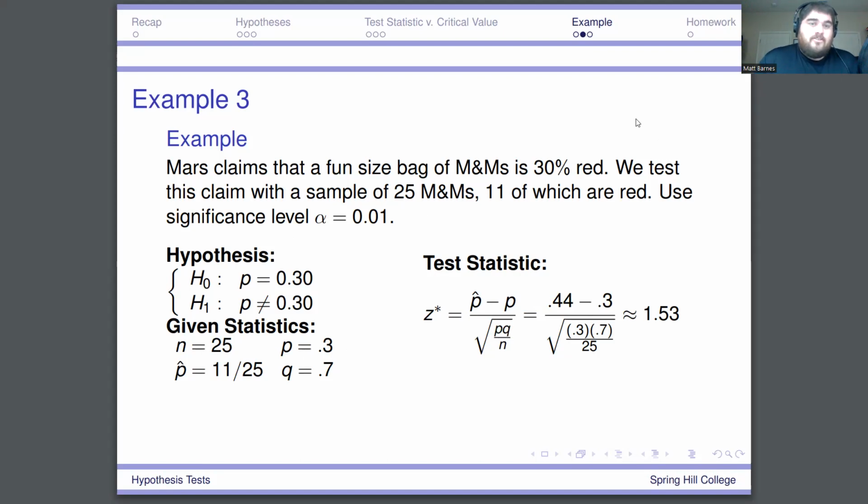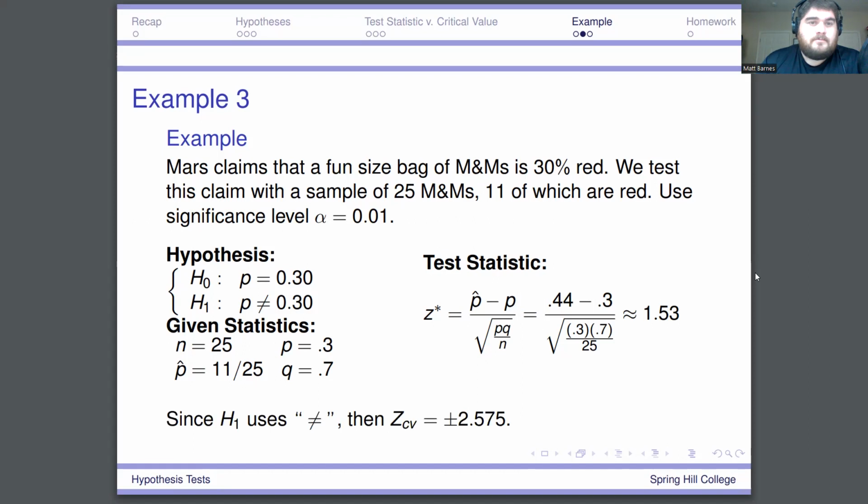So I wanted to show you both just so you're aware that they are in fact the same thing. All right, so 0.3 goes here for P. Everywhere we see P, we get 0.3. 0.7 goes for Q, right? This 11 over 25, if we actually figure out what decimal this is, that's 0.44, and that goes in here for P hat. And then we have in our sample is 25. That's our sample size there. Work all this out, we get 1.53.